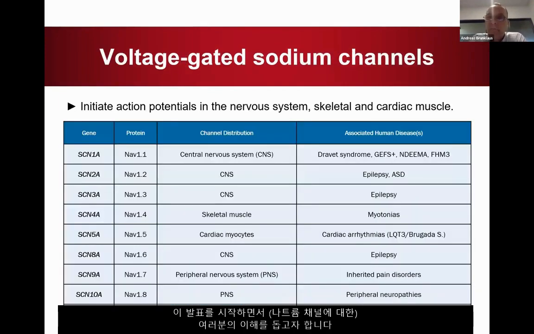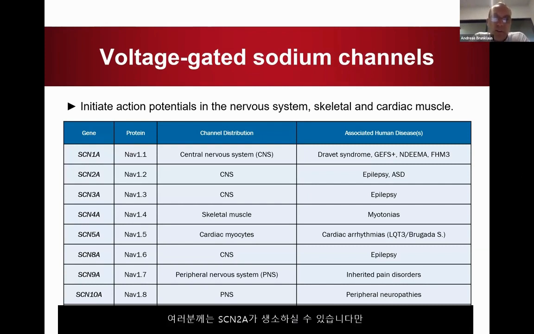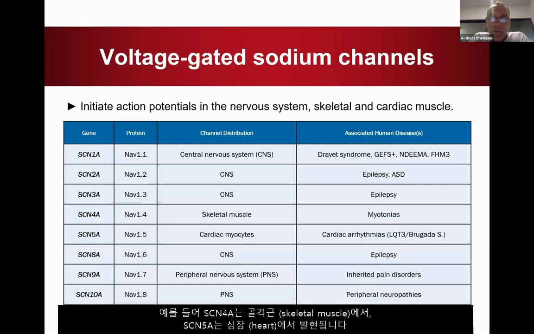So I would like to start by raising your awareness that there's quite a number of different sodium channels, and we can learn a lot from other sodium channels. Sodium channels are important for initiating action potentials in the nervous system, but also in skeletal and cardiac muscle. You are, of course, very versed with SCN2A, but you have, for example, SCN4A, which is expressed in skeletal muscle. You've got SCN5A, which is expressed in the heart, and then you've got other sodium channels that are expressed in the peripheral nervous system.